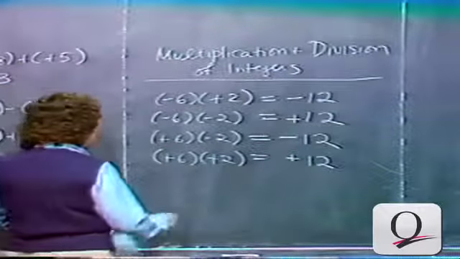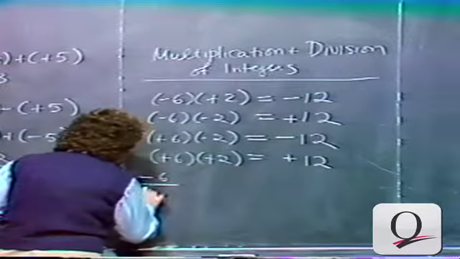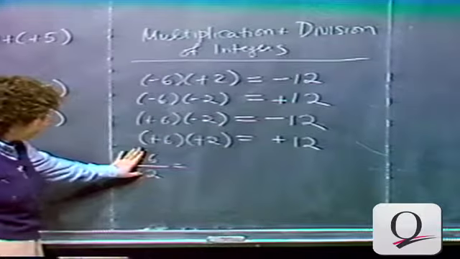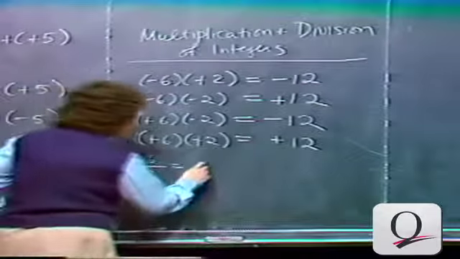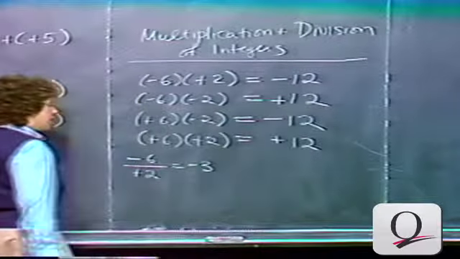Okay, for division, the same kind of idea. If I have minus 6 divided by a plus 2, block out the signs and perform the division. 6 divided by 2 is 3. Then look at the signs. A minus and a plus. Different signs means a negative answer.